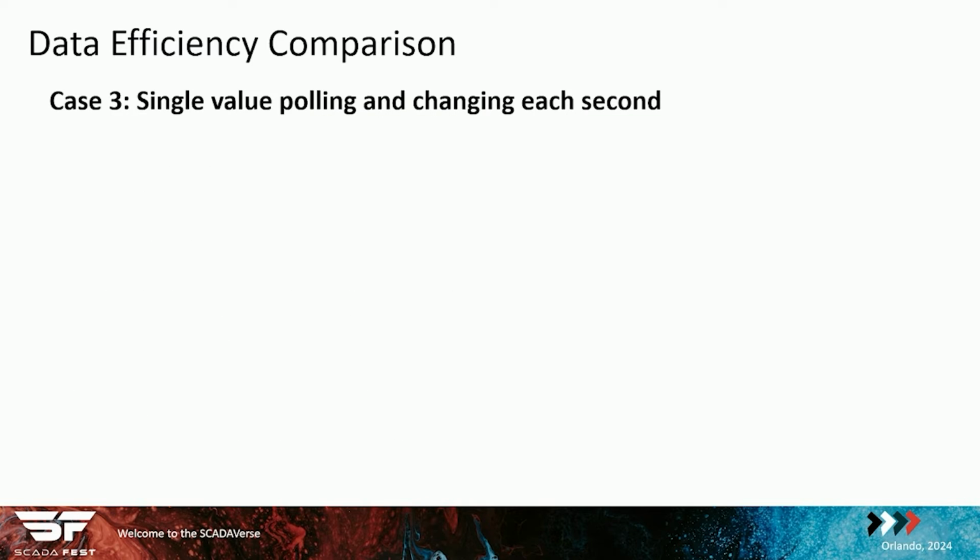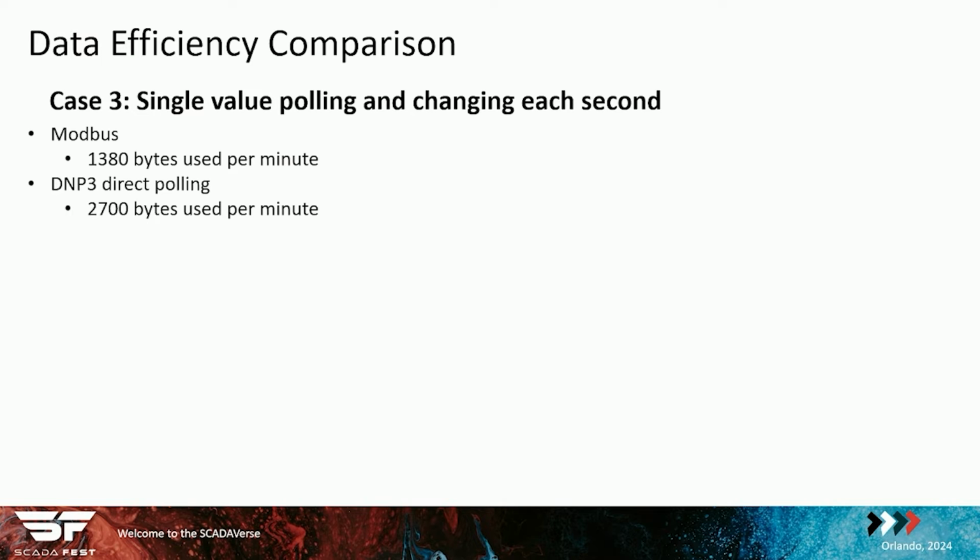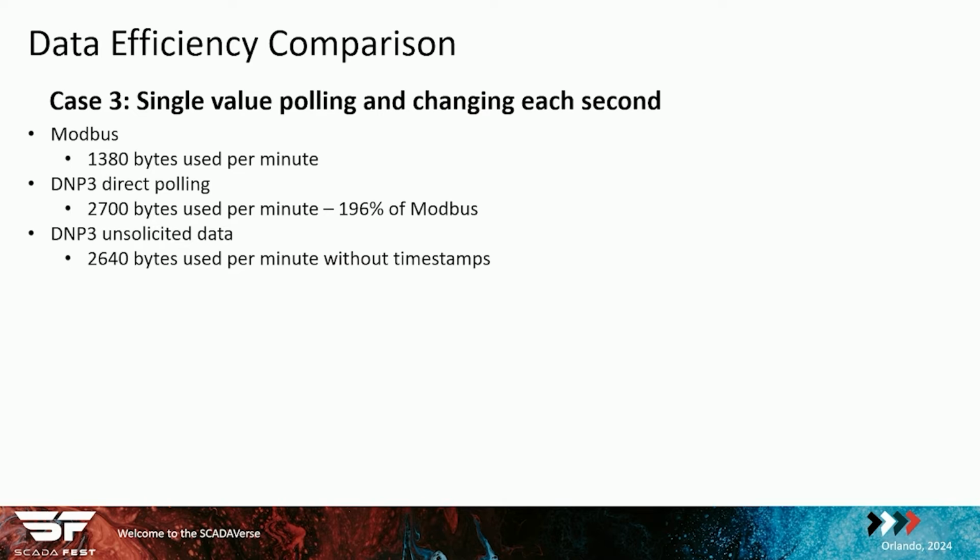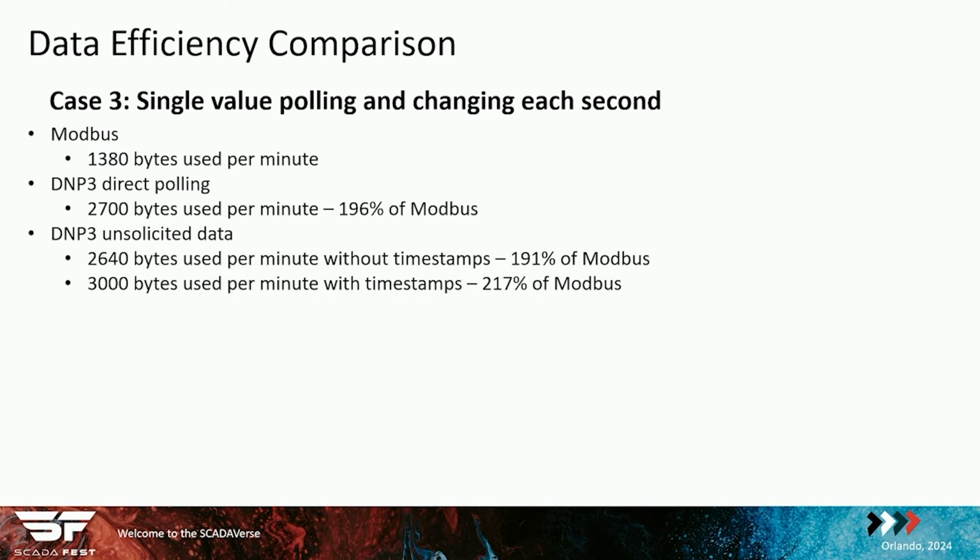If we go to that single value that we're polling changing every single second, Modbus and DNP3 direct polling don't change. DNP3 unsolicited data, though, we now see is almost exactly where direct polling was at this point, because it's sending that unsolicited data every second. So this is where suddenly, maybe if I have fast-changing data, I'm going to start going back to Modbus.